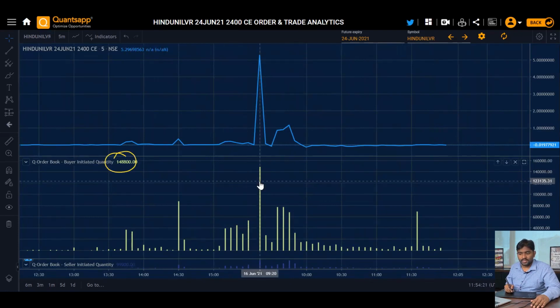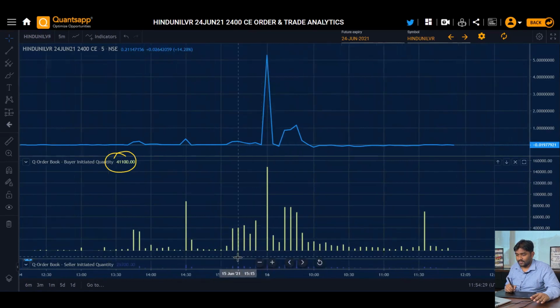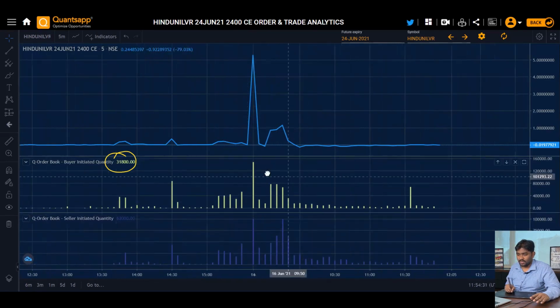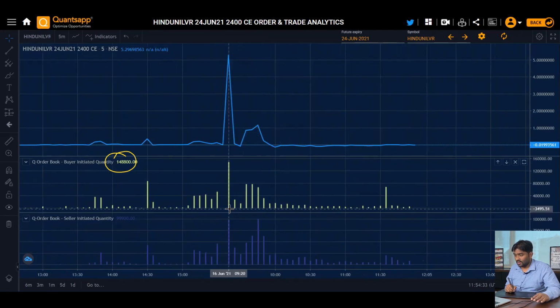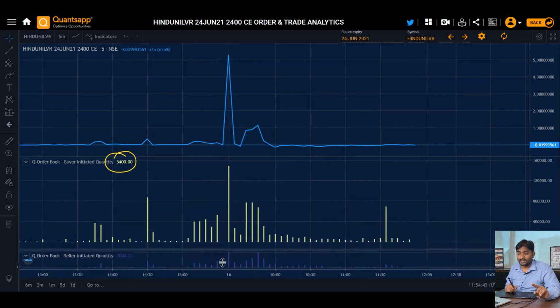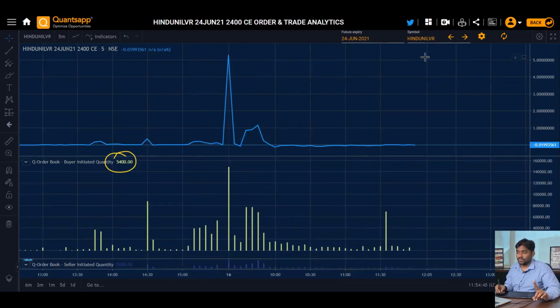At this point of time, people have bought this option with this much quantity. Simultaneously we can check the sell order also. You need to see this only, the 99,900. So the buying orders are always higher as of now, which means more people are executing the trade at the current market price. So we got this trade.